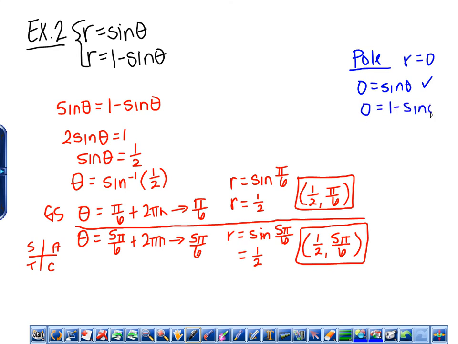1 minus sine of theta equaling 0. This would give me 1 equals sine of theta. And yeah, I can take arc sine of 1. Okay, so in this case, yes, the pole (0, 0) is a solution, and that would be a simultaneous intersection if we looked at it in the graph. So here I have 3 solutions.